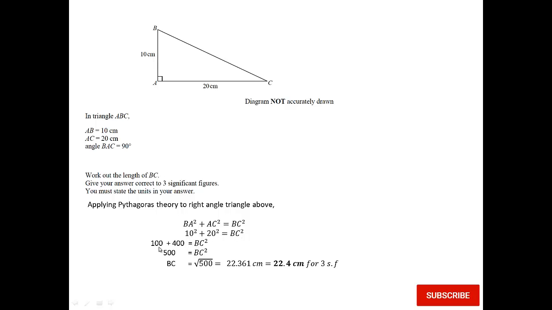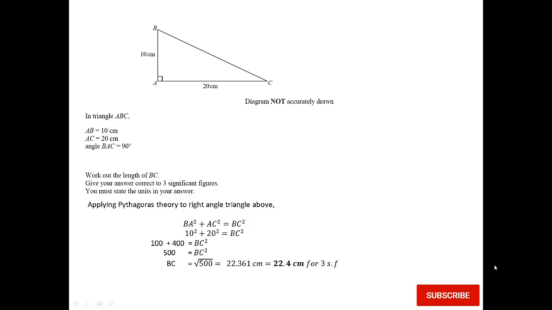BC squared then will be equal to 500. However, we have to find the BC length. So we have to take the square root of 500, which is equal to 22.361 centimeters. The answer must be written to three significant figures. Therefore, it is equal to 22.4 centimeters.